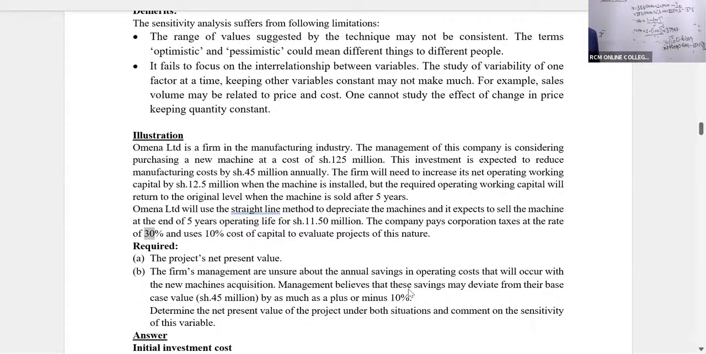The management believes that these savings may deviate from their base case value of 45 by as much as plus or minus 10%. Determine the net present value of the project under both situations and comment on the sensitivity of this variable.